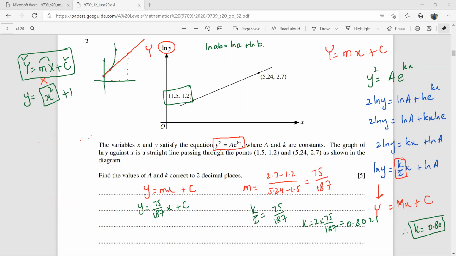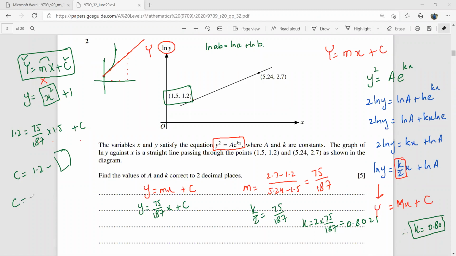So we have here y is 1.2, that is equal to 75 over 187 times 1.5, plus c. So your c is 1.2 minus all this. Let me see, this is 75 times 1.5 and then divided by 187. Then we have 1.2 minus this answer.